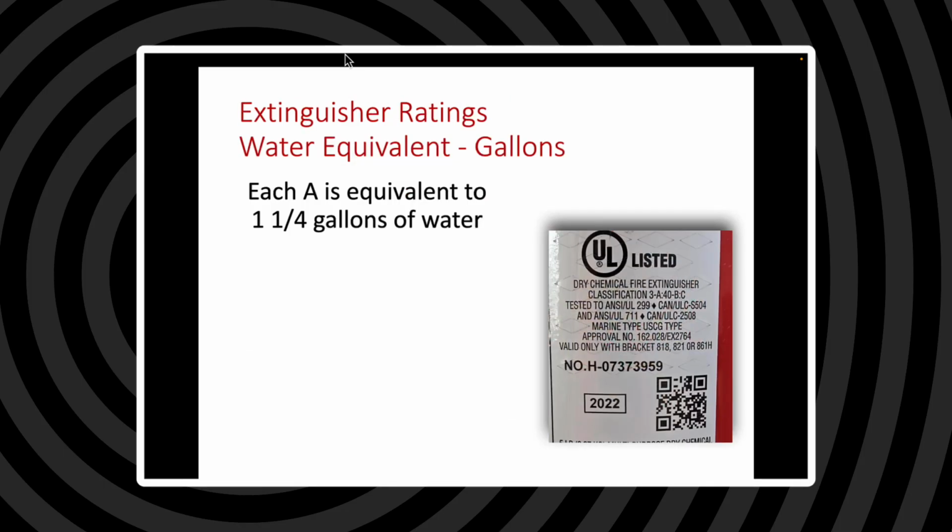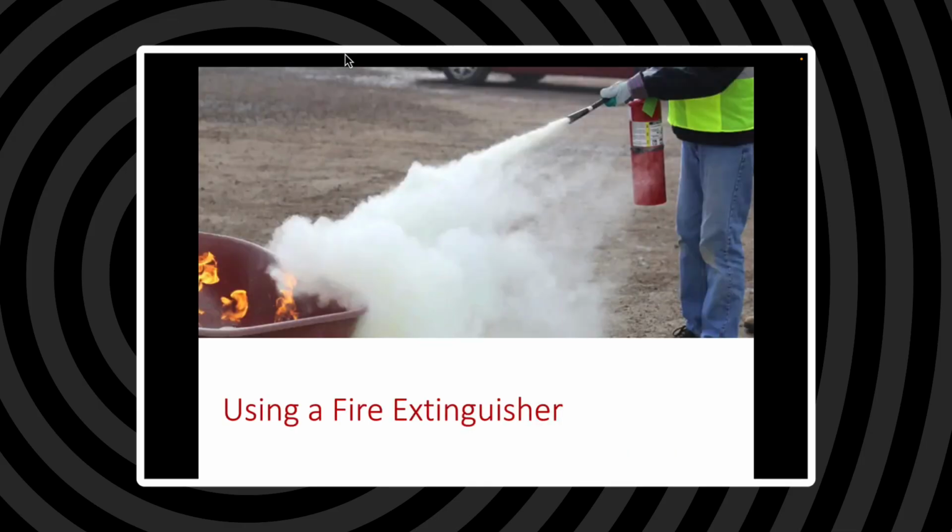I'd like to explain the water business again. Each A is equivalent to 1 1/4 gallons of water. So in this case, on this particular label, you'll see that we have a 3A rating. So we have 3.7 gallons of water equivalency. Hopefully that'll help you. So now let's get into how to use that extinguisher.